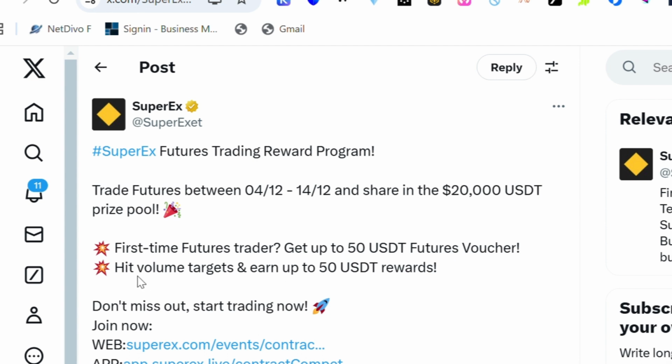Hit the volume target and earn up to 50 USDT guys. You get this 50 USDT straight to your account once you hit a starting target on the trading exercise, which is very good guys. Don't miss out. Start trading now. Now to do that guys, we're going to trade on our mobile device. I use a mobile device because the majority of my subscribers, the majority of traders, make use of their mobile device. That is why guys, you have to download this app on your device and trade as soon as we end this video. So guys, let's move on into a mobile device and trade SuperEX.